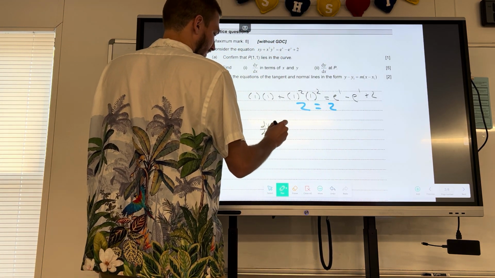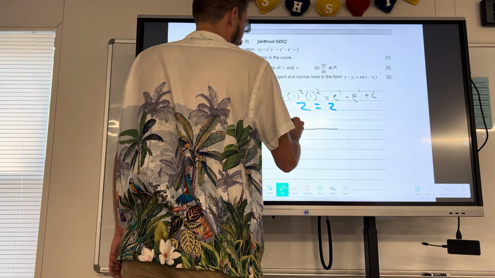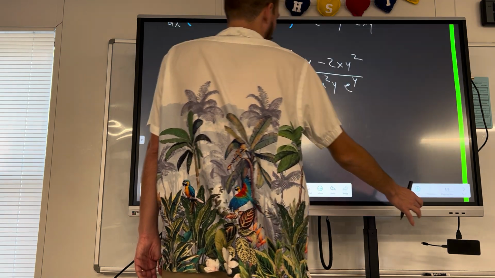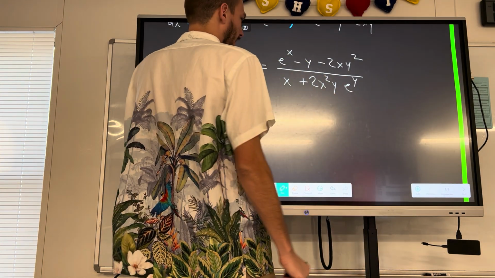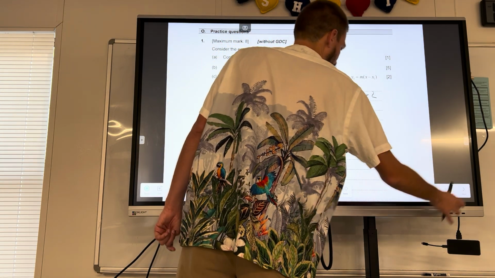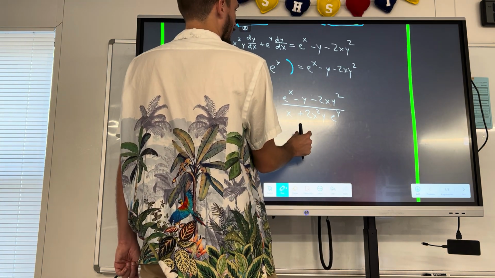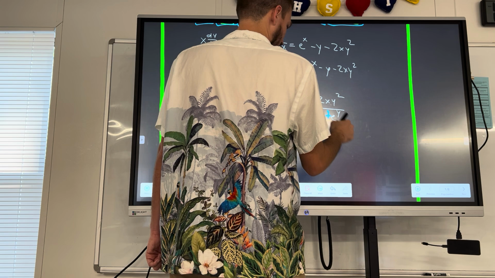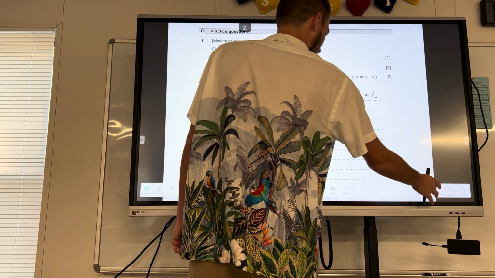Normally you have to do all this work, but we did already. It was e to the x minus y, minus 2xy squared, over x plus 2x squared y. Something's wrong. Oh, I think I wrote that wrong. What am I missing? It should be plus. Isn't it e minus... And I can just do it like that.